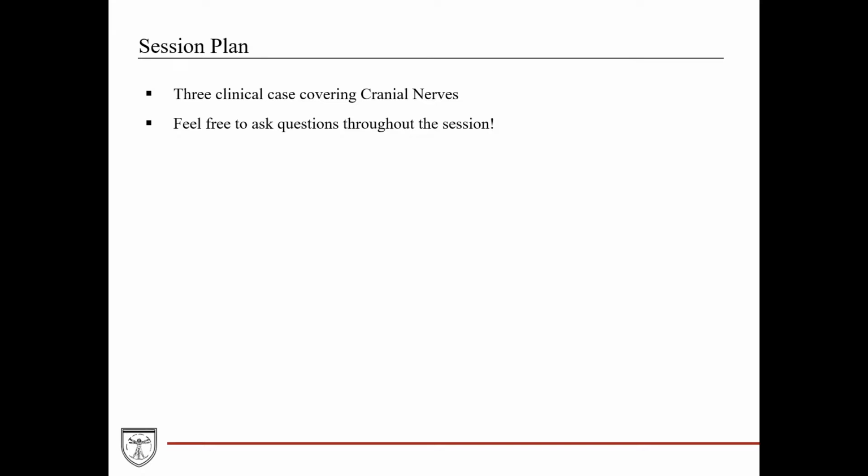So the session plan today is we're going to go through 3 clinical cases covering cranial nerves. I think the best way to learn cranial nerves, obviously you have to have the basic fundamentals down, but learning them in a clinically relevant context is what's most useful and makes them most memorable. This is usually how you're going to see this on exams, both your school exams, whether you're in medical school, dental school or graduate school, maybe even some residency training exams, and obviously the board exams as well. Feel free to ask questions as we go along. You can put them in the comments and they'll pop up, and I'll try to answer them as quickly as I can.